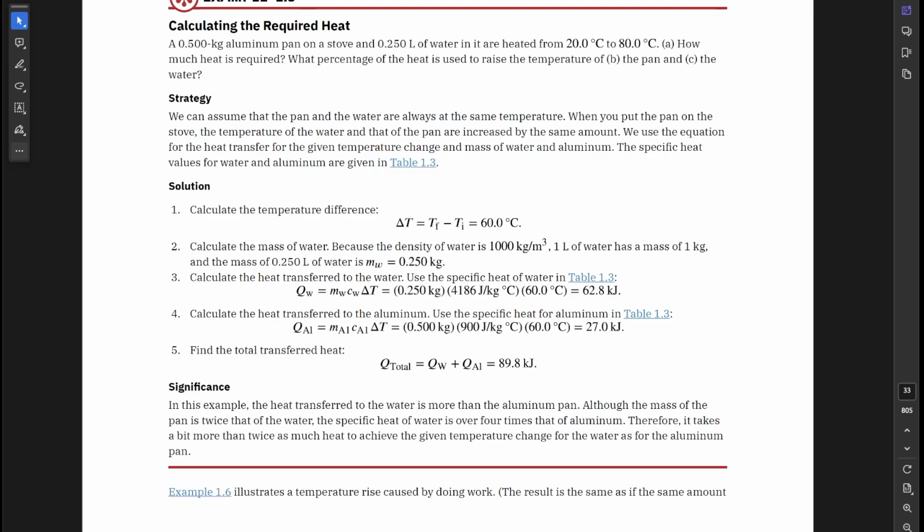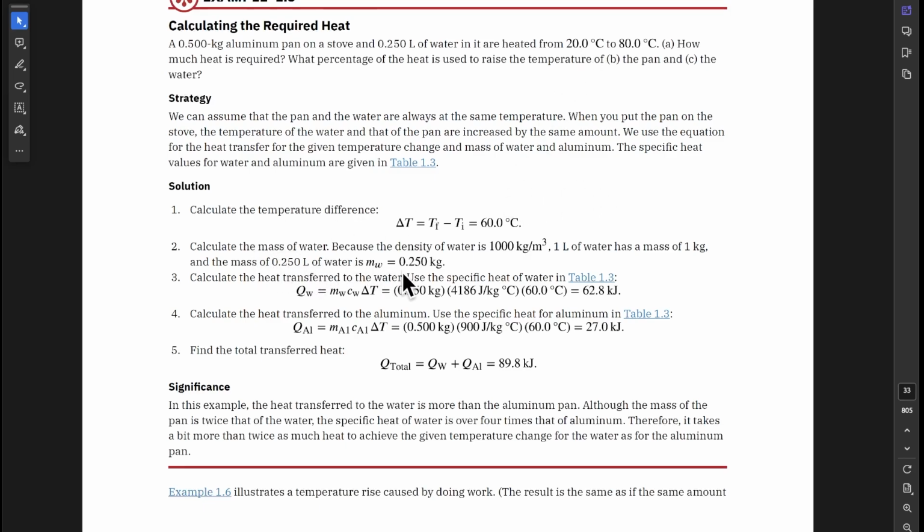Well, what happens when you're dealing with two different substances? There's a great example in the book, and let's go over it right now. So we've got a 0.5 kilogram aluminum pan and 250 mils of water, and we heat both of them from 20 to 80 degrees Celsius. Now, how much of a temperature change is this? It's obviously 60 degrees Celsius. That's the difference between the ending temperature, 80, minus the beginning temperature, 20, 60 degrees Celsius.